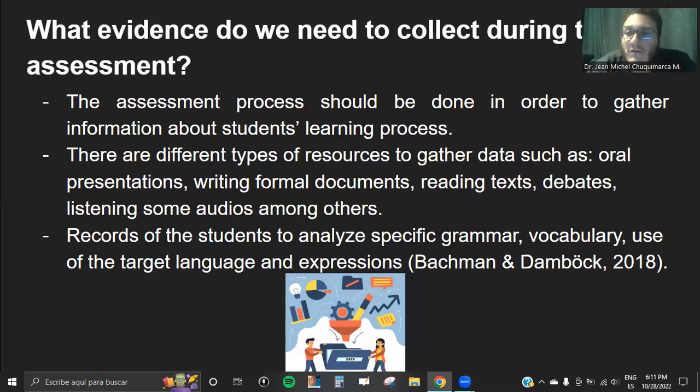We can use also some technological tools, and this is the third point, record the student's presentation as the UTPL does, to analyze the specific grammar, vocabulary, use of specific expressions or phrases that we need to rewind the video and watch again, some parts of a specific part we need to grade. For example, in my example is the simple past.